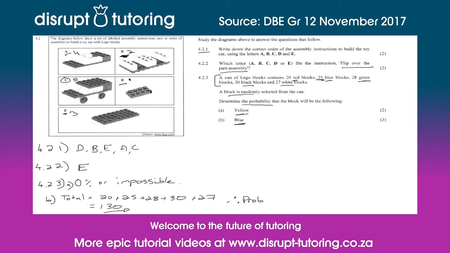So therefore, the probability of blue will equal 25 out of 130. And that's the final answer. You can write this as a percentage, so in your calculator, you can put that in and calculate that it comes to 19.23%. But the fraction is an acceptable answer for 2 marks, and you get another mark for showing your working out. And there's some probability.